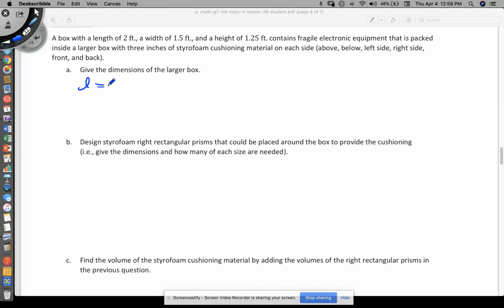So your length will now be 2.5. Your width will now be 2, and your height is now 1.75. And that's because they all increased by 0.5 inches to incorporate that 3-inch gap for the styrofoam. So on here it says, design the styrofoam right rectangular prism that could be placed around the box to provide cushioning. In other words, give me the dimensions. What dimensions are you going to use? So how much is needed in the front, the back, the sides, the top, the bottom? What are the dimensions needed?